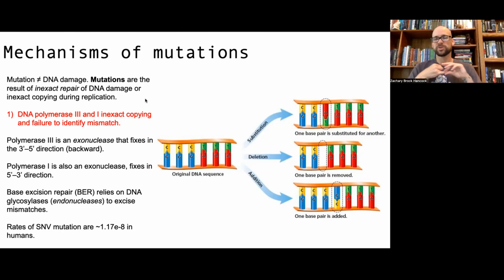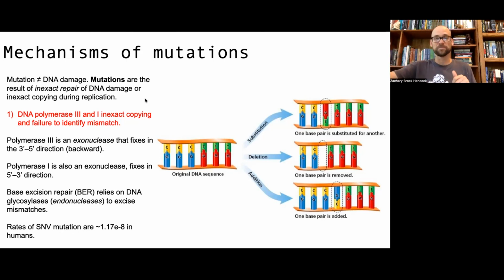The first mechanism of mutation I want to talk about is the very simple one that we are all familiar with, and that is the inexact copying and failure to identify the mismatch from DNA polymerase 3 and DNA polymerase 1 that we just talked about. As I said previously, polymerase 3 is an exonuclease. This means that it can only fix things at the ends of the strand. It can't go back into the double strand and make a repair. It can only do it at the ends.